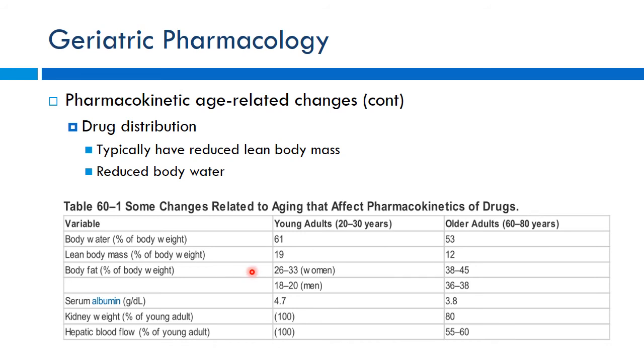Their body fat percentage is typically going to increase. Comparing women and men, you can see how it's going to have a pretty significant increase there, so adiposity is going up. Serum albumin, I mentioned, can be important for binding to different drugs. This should be heading down, right? Especially if their nutritional status is taking a hit, they may not be producing as much albumin, which can lead to lots of drug interactions. And then hepatic blood flow, kidney weight, all that should be going down pretty significantly as you get older and older.